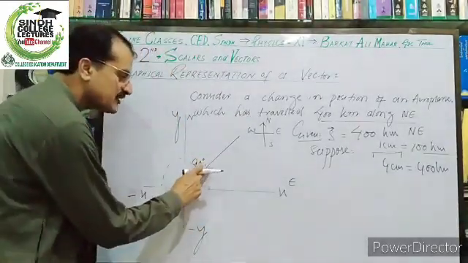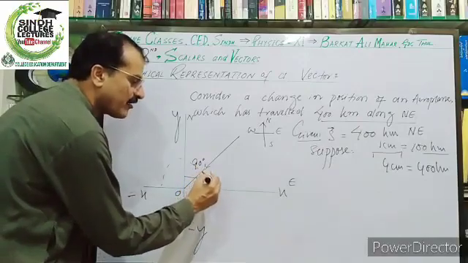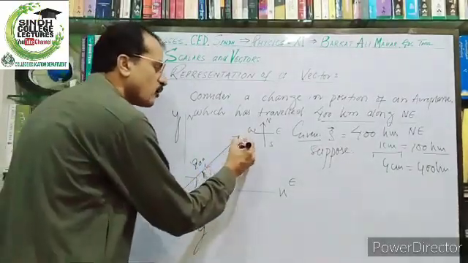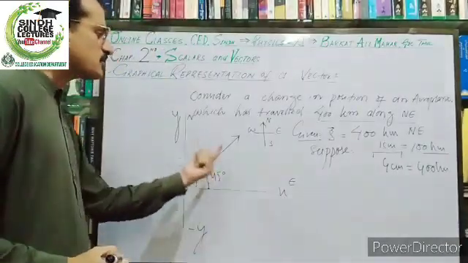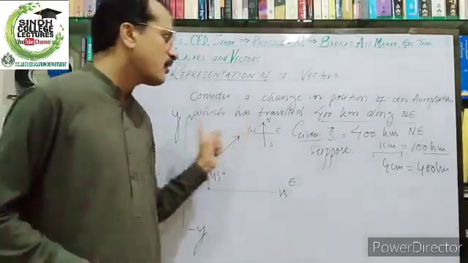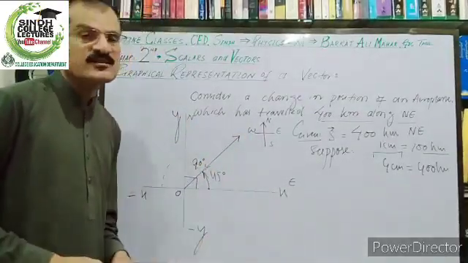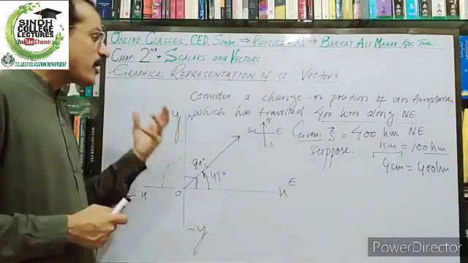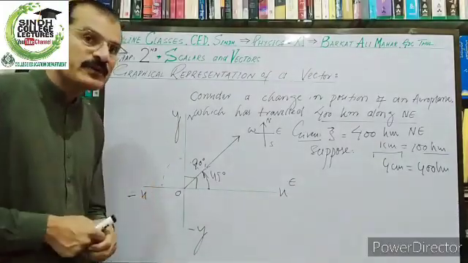So now this vector, after drawing the line at a 45 degree angle, we give this line an arrow head. Now you can say this is a vector which represents the 400 kilometer along the north east direction. Now I am going to conclude that how can we a vector is graphically represented.